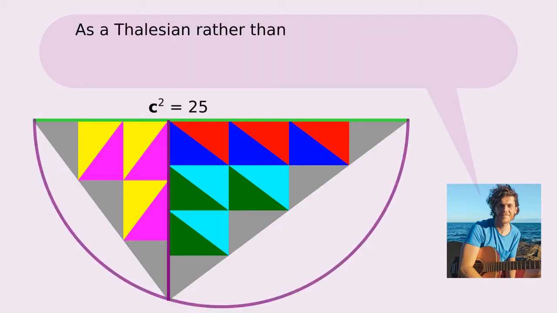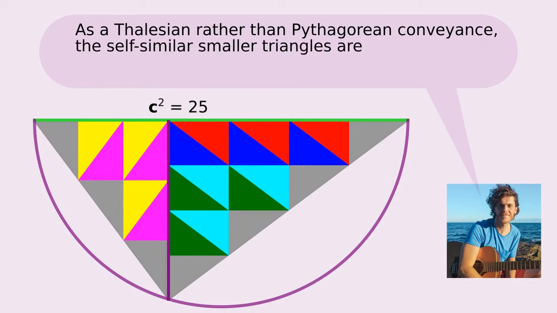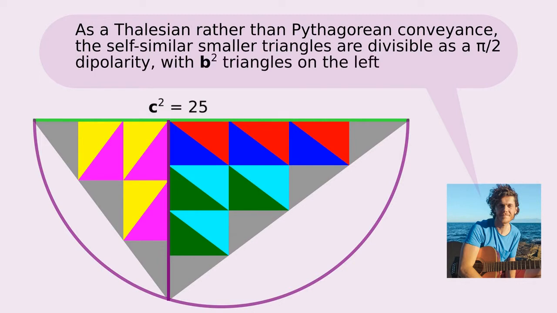As a Thalesian rather than Pythagorean conveyance, the self-similar smaller triangles are divisible as a pi divided by 2 dipolarity with B squared triangles on the left and A squared triangles on the right.